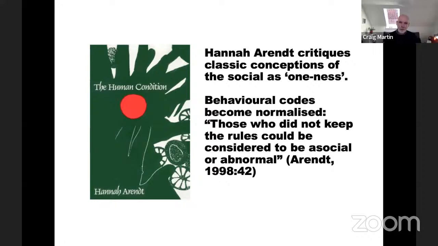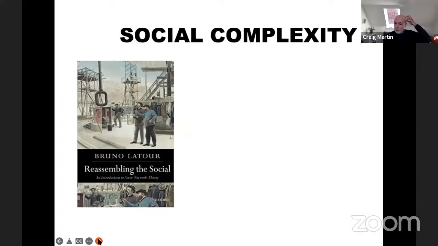Whilst Arendt's work has been very helpful for me to think about critiquing this notion of this one type of society, later work that falls under the banner of social complexity theory has been, I think, even better to allow us to think about the complexity of how society is structured. In particular, the work of the science and technology scholar Bruno Latour has been very helpful for me and other people thinking about this idea of social complexity. If you're not familiar with Latour's work, his book, which is on the screen here, Reassembling the Social, is, I think, a very good introduction to many of these ideas.